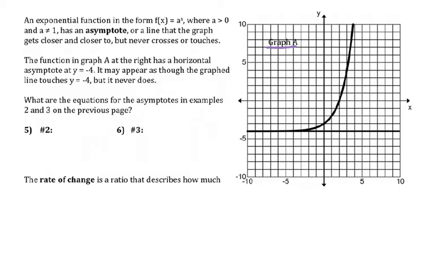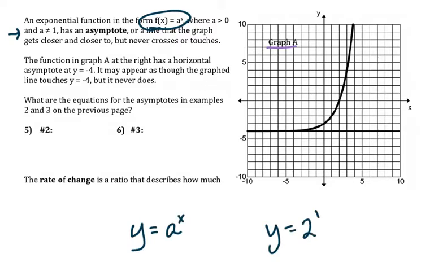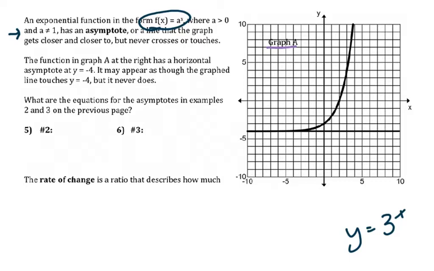Read this paragraph right here. It says an exponential function in the form f of x equals a to the x. Remember that f of x is the same thing as y. A to the x power. So it's something like y is equal to 2 to the x power, y is equal to 3 to the x power, something like that. That's an exponential equation, as long as a is greater than 0.